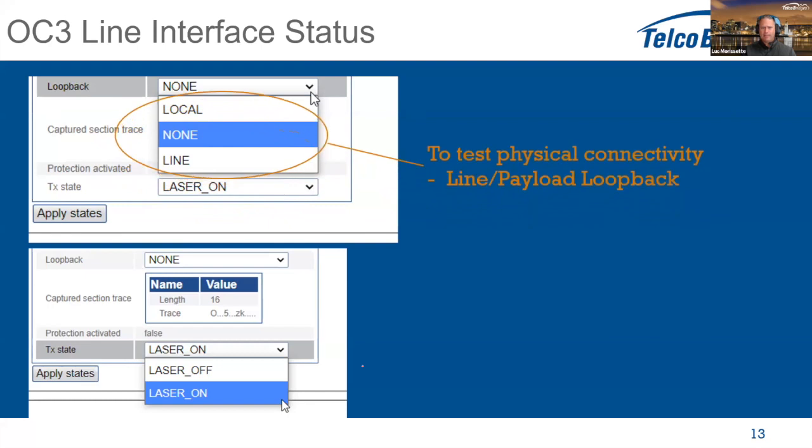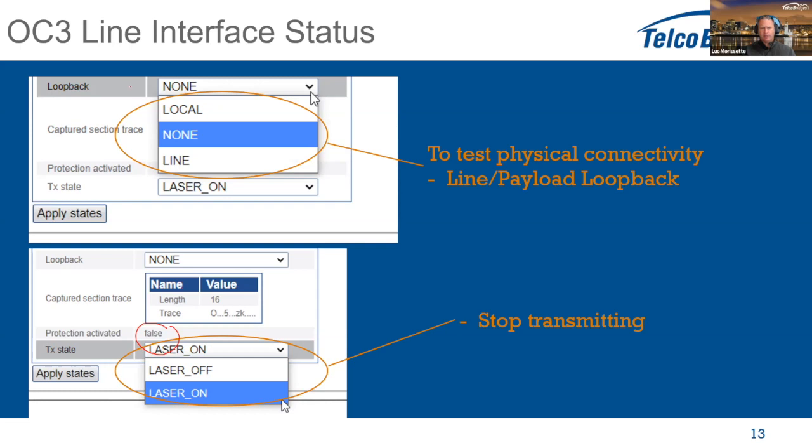So here I explain the line interface status and the laser on and laser off. So laser on, laser off is like the generate loss of signal we saw before. So we just stop transmitting. You can see what we're receiving. If you have your APS, then the other side should switch on the protection and go to the secondary laser.